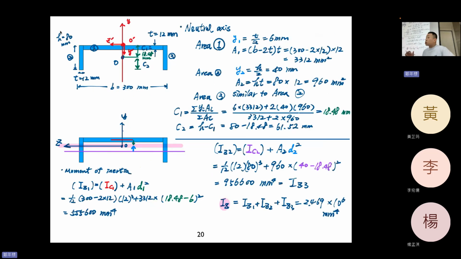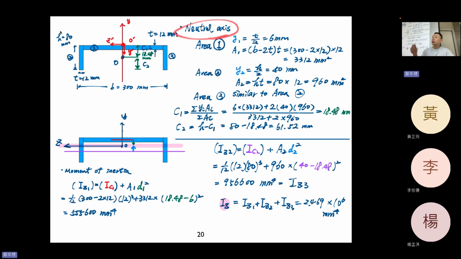And then we need to analyze the cross section. First, you need to get the neutral axis. A tip I introduce here is to put your starting point, O1, at the top. Once you determine the coordinate of the neutral axis, you immediately get C1 is 18.48, and then you get C2 immediately as well.